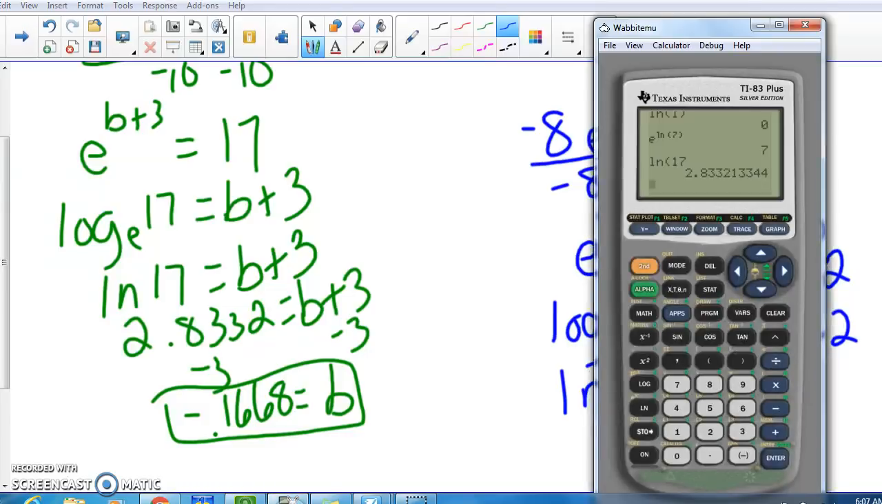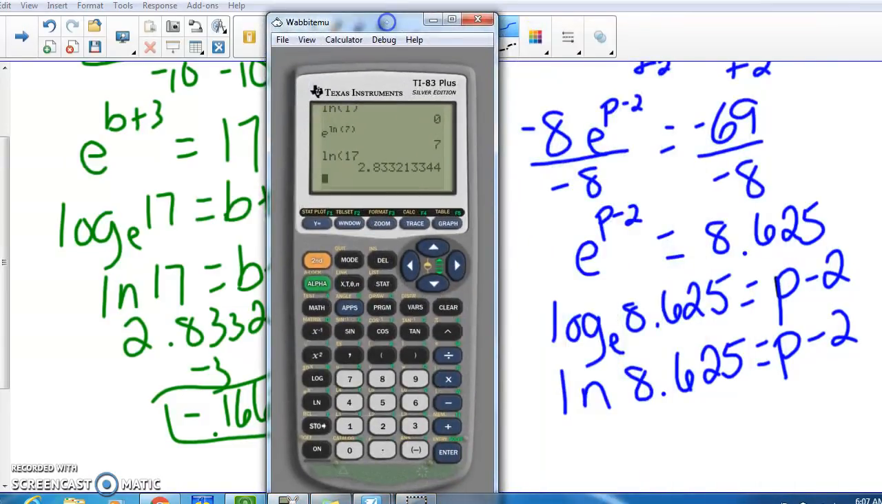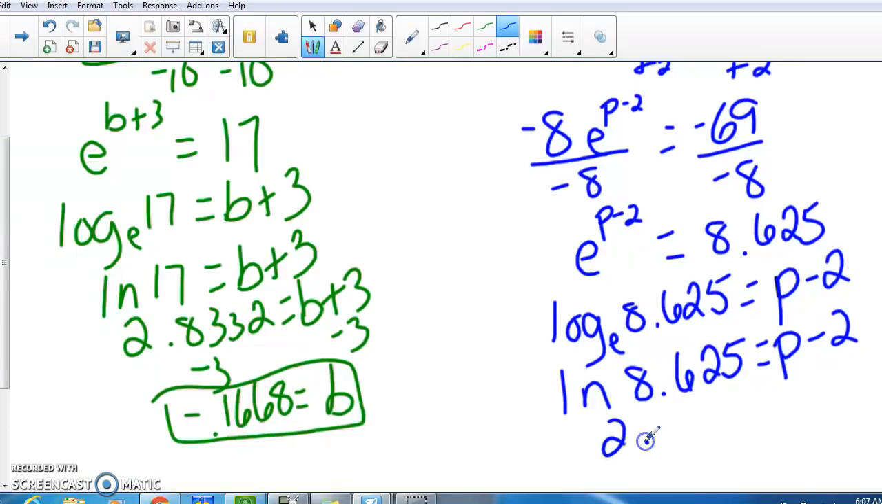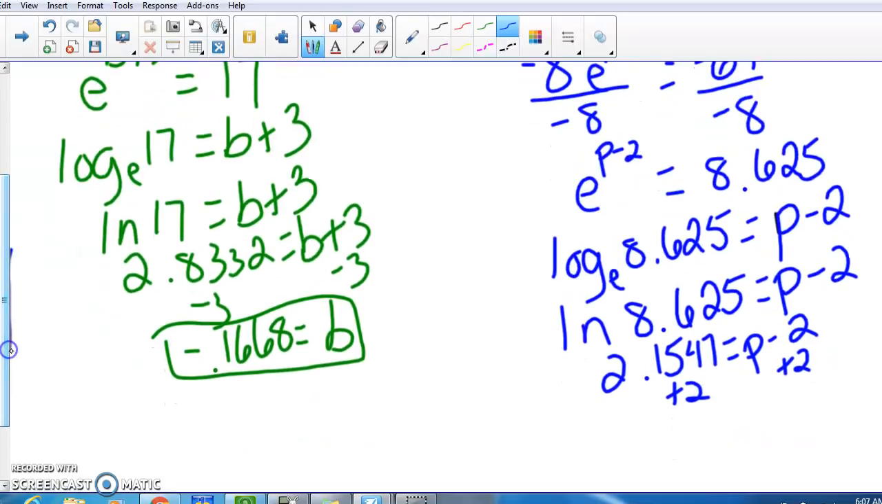So again, at this point, I need my calculator. I need to find out what the ln of 8.625 actually is. That's 2.1547. So I have 2.1547. And then to get p by itself, I add 2 to both sides. So we should end up with 4.1547.